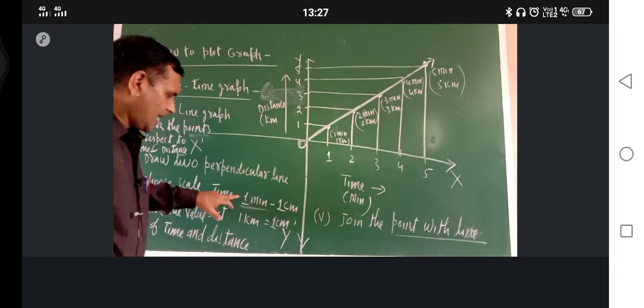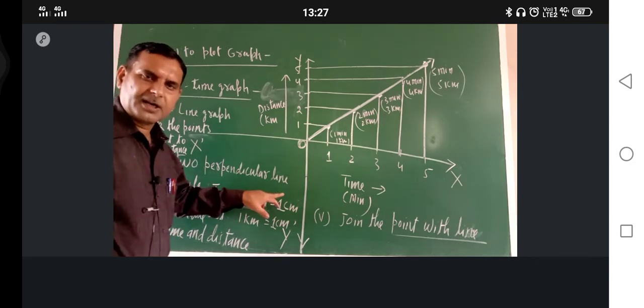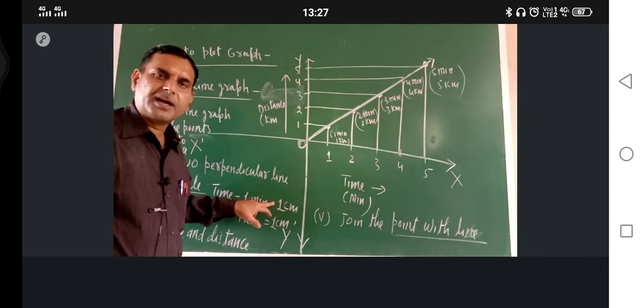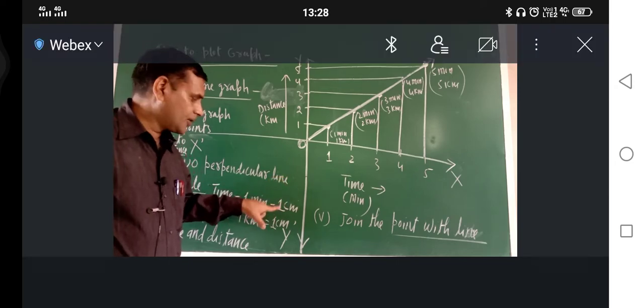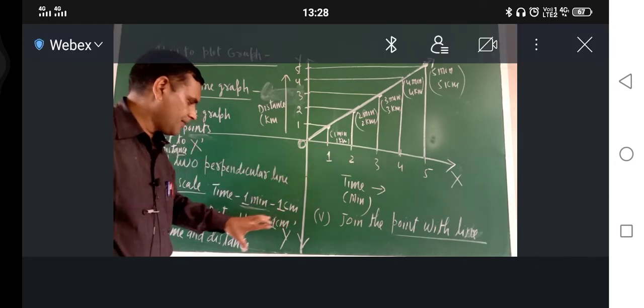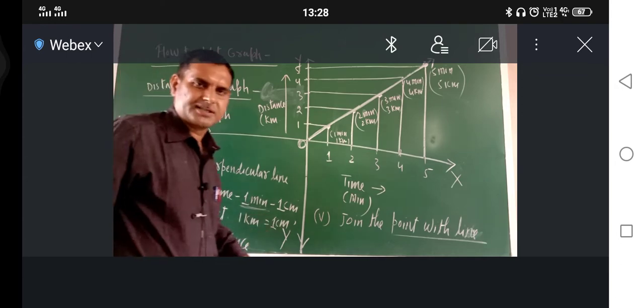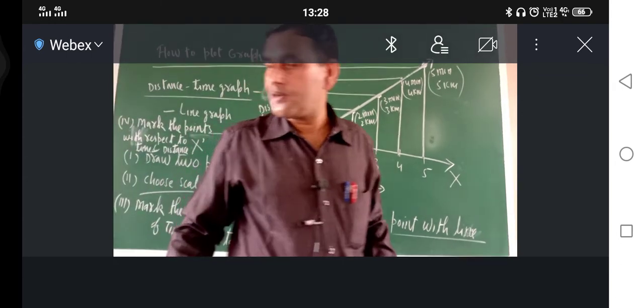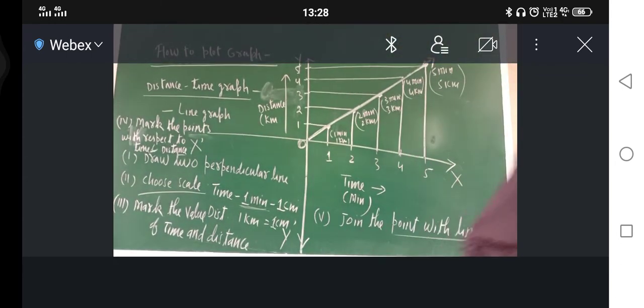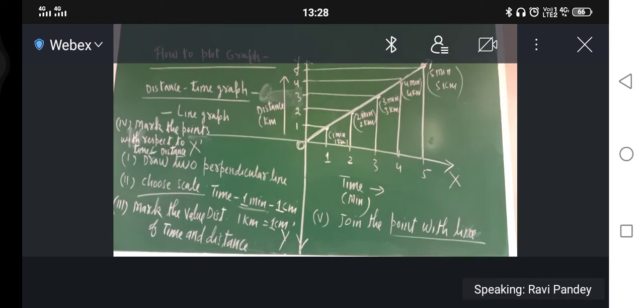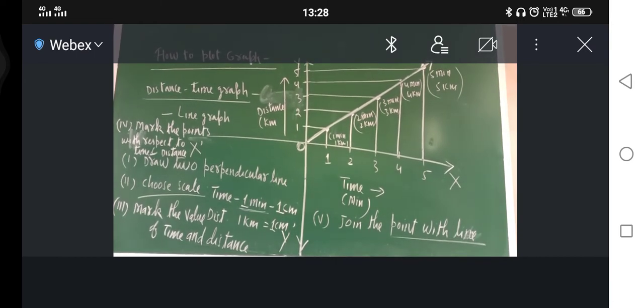So actual time is 1 minute, but in graph paper 1 minute difference of time is equal to 1 centimeter. So distance you should keep 1 centimeter. 1 kilometer equal to 1 centimeter. That graph you have to choose scale, then only you can understand this one. Okay. So I hope that you understood this one.